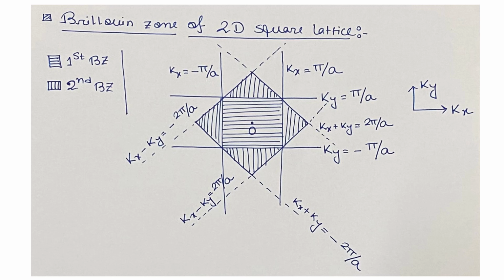So till now we have seen how we can construct the first Brillouin zone boundaries for the two-dimensional square lattice from the vector form of Bragg's law. Those 4 lines are kx equals plus minus pi by a and ky equals plus minus pi by a. These 4 lines are the boundaries for the first Brillouin zone that we have constructed mathematically.